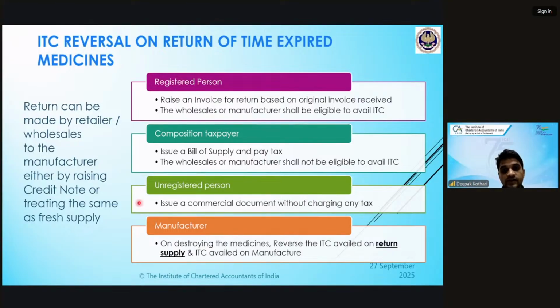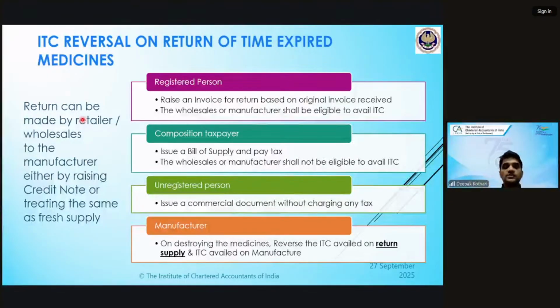This circular says that if the retailer is a registered person, a return can be made by the retailer or the wholesaler to the manufacturer, either by raising a credit note or treating the same as a fresh supply. There are two options.